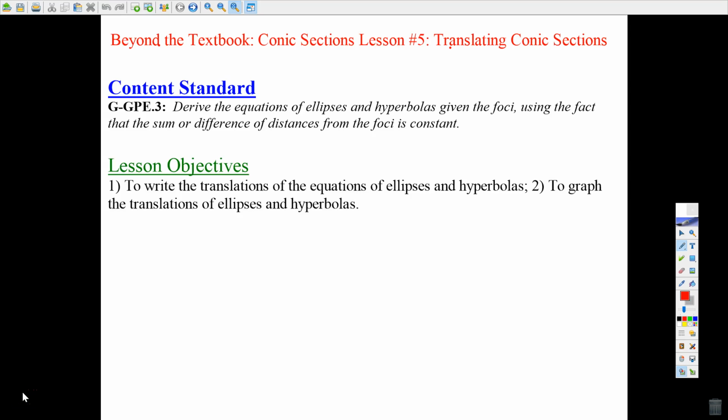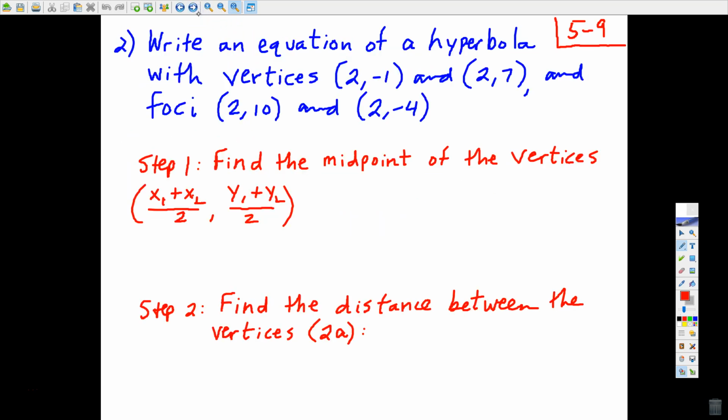This will be our last lesson in the conic sections, and we're going to look at translating conic sections, and what that means for us in writing the equation and in some cases sketching the graph. So let's get into some examples.